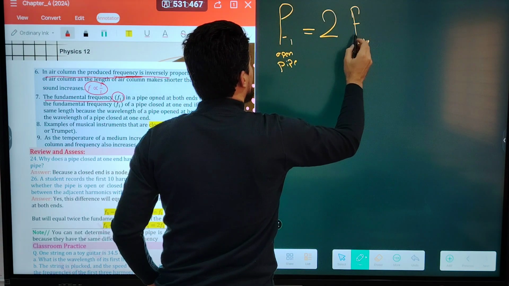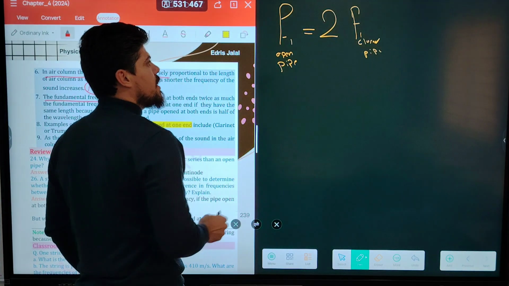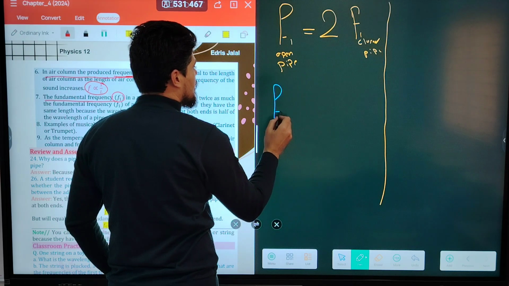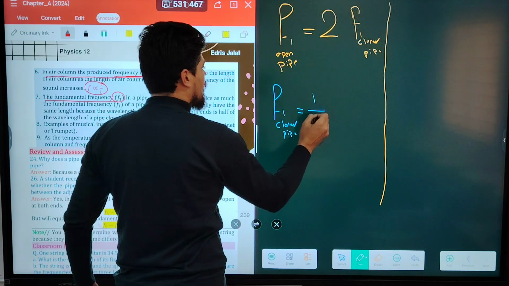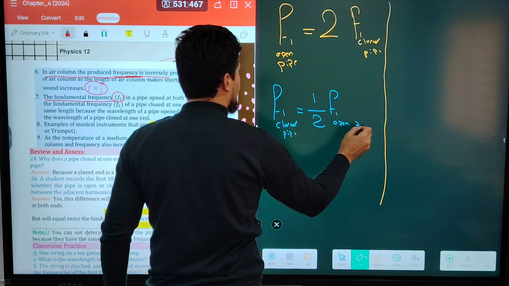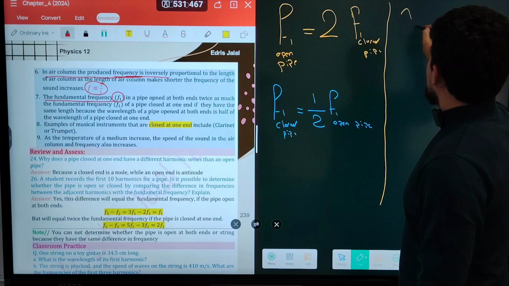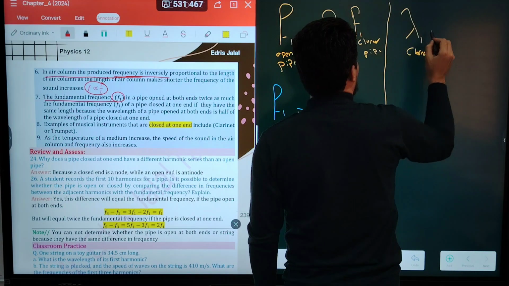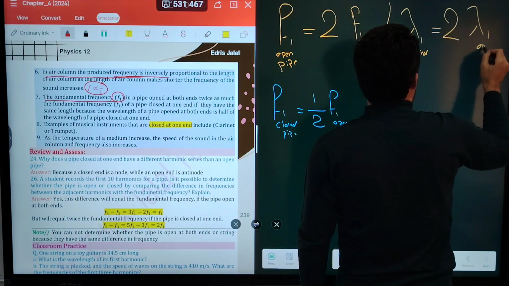F1 of closed pipe. Okay? So, and also you can write down like this: the fundamental frequency for the closed pipe is equal to half of the fundamental frequency of the open pipe. For the wavelength it is the same thing, but inversely. The fundamental wavelength of the closed pipe is equal to twice as much the fundamental wavelength of the open pipe.